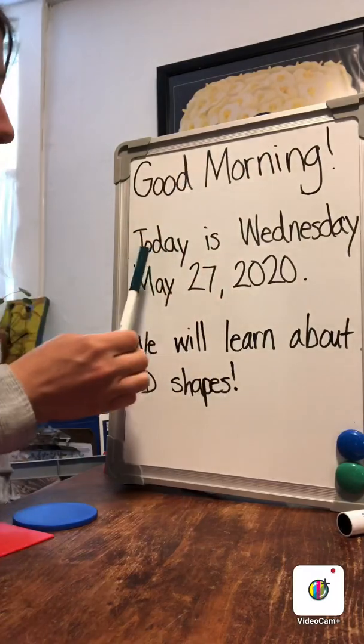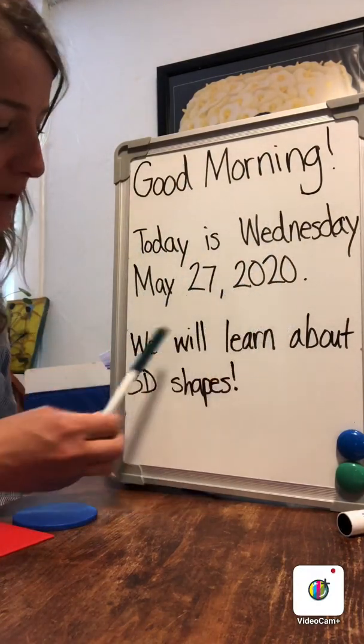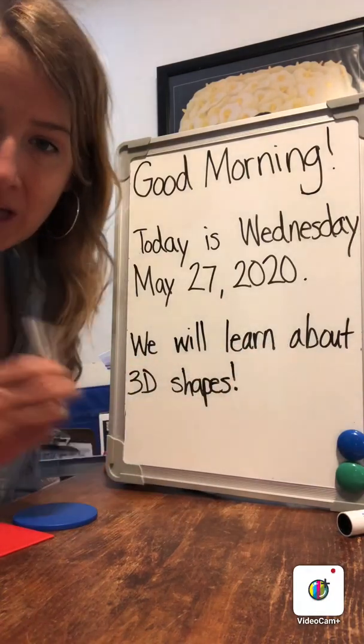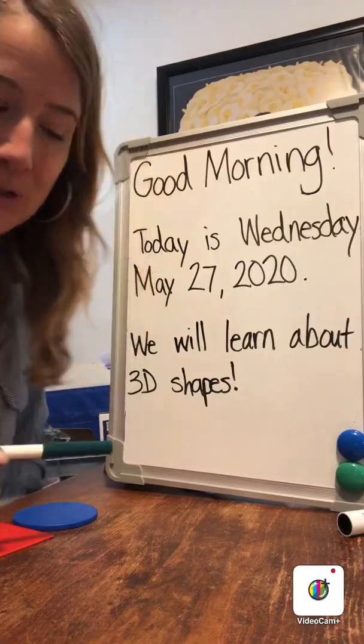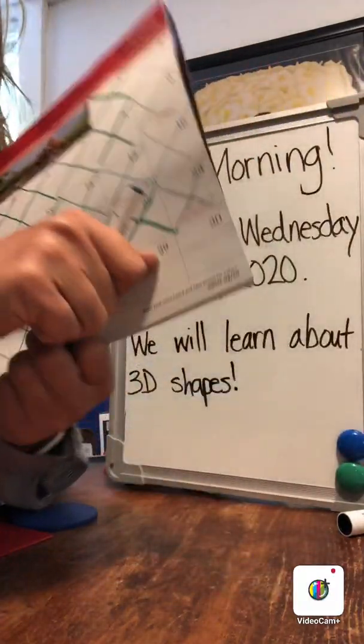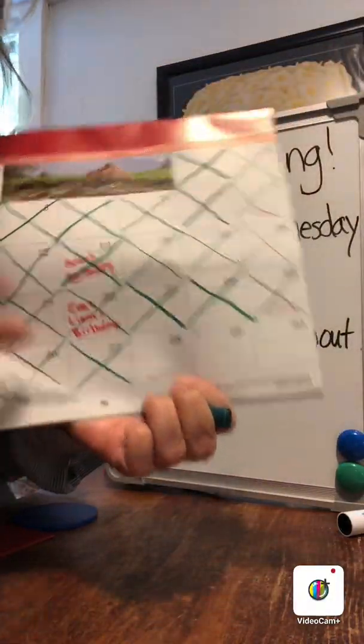Good morning. Today is Wednesday, May 27th, 2020. We will learn about 3D shapes. Okay, so let's cross off our day on the calendar. Here we are. Today is Wednesday, the 27th.